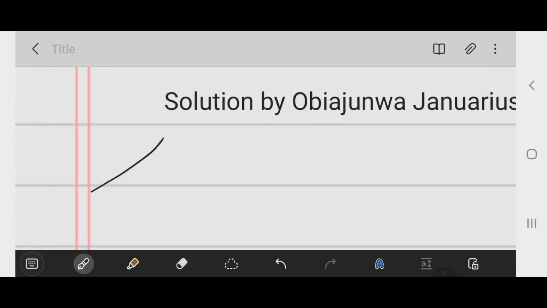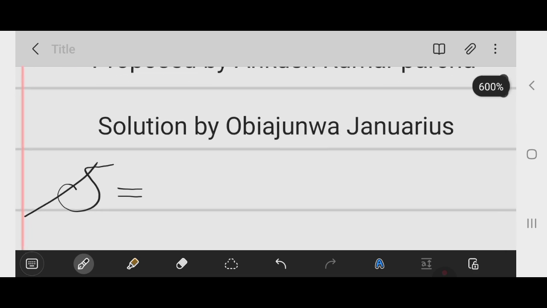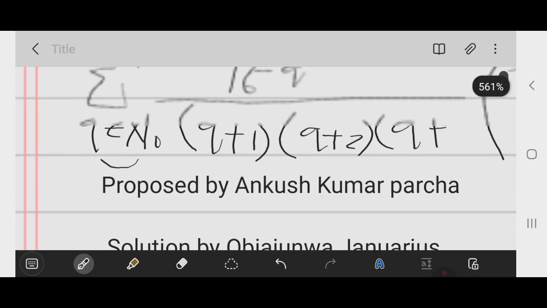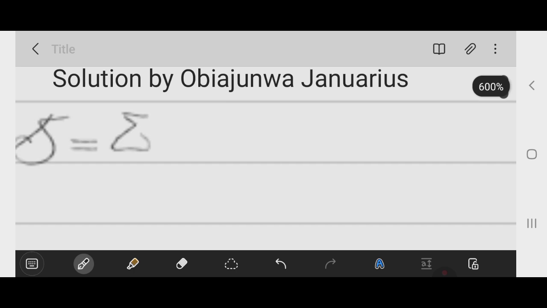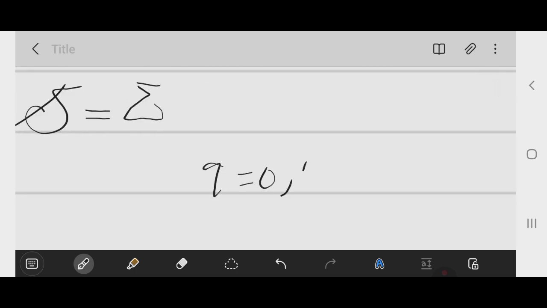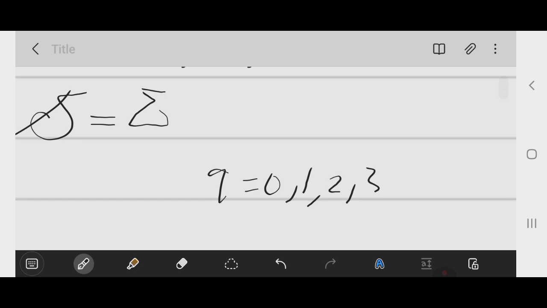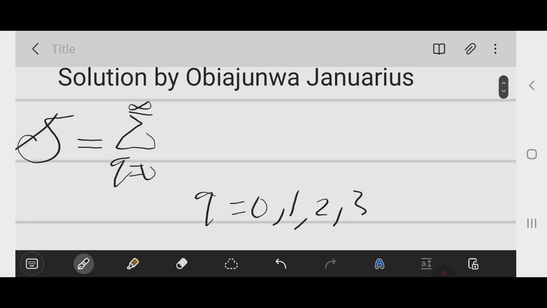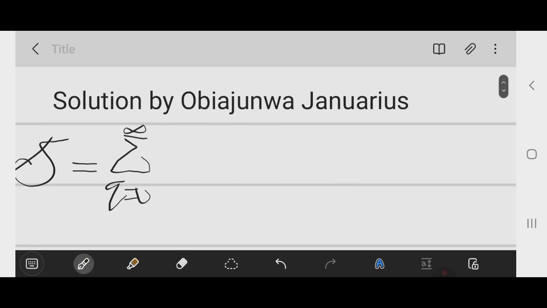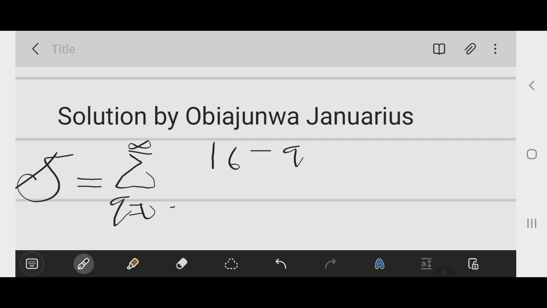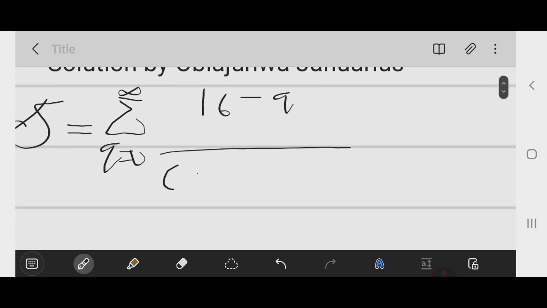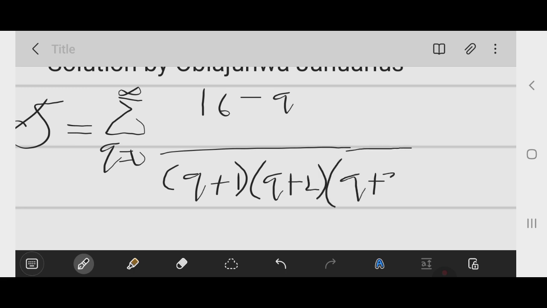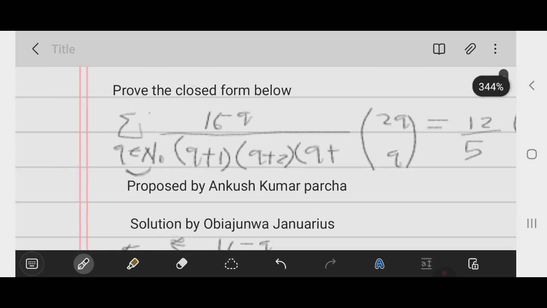So let me name this sum S. So I have that S is equivalent to the sum. Here Q being a set of n knots means that Q starts from 0, 1, 2, 3 up to infinity. So I have here Q equal to 0, and the remaining element of this sum comes in 16 to the power of minus Q, all divided by Q plus 1 multiplying Q plus 2 multiplying Q plus 3. This is what we have here.